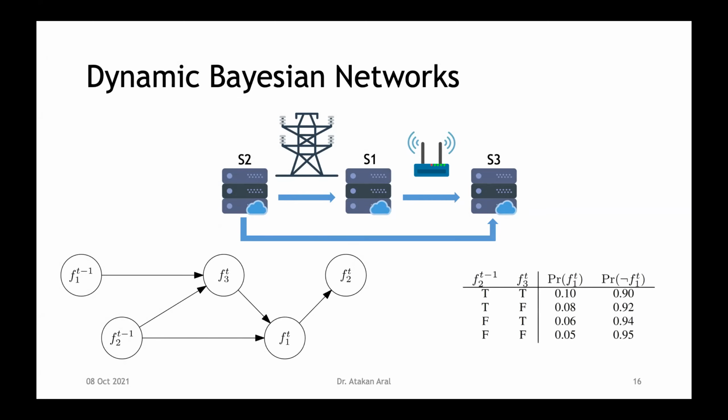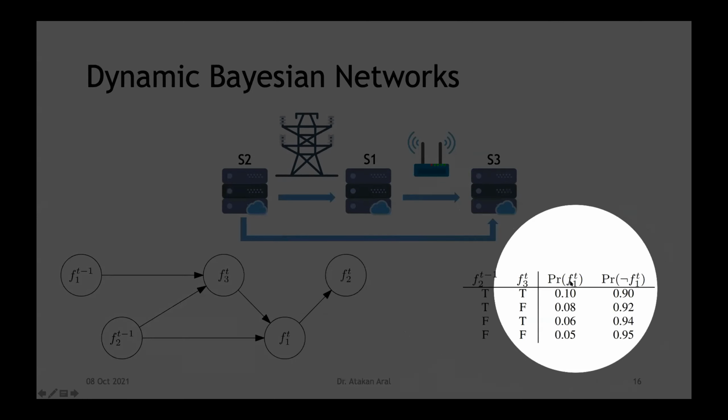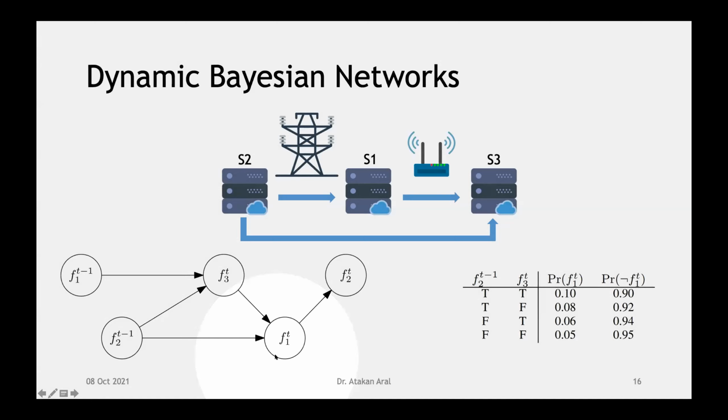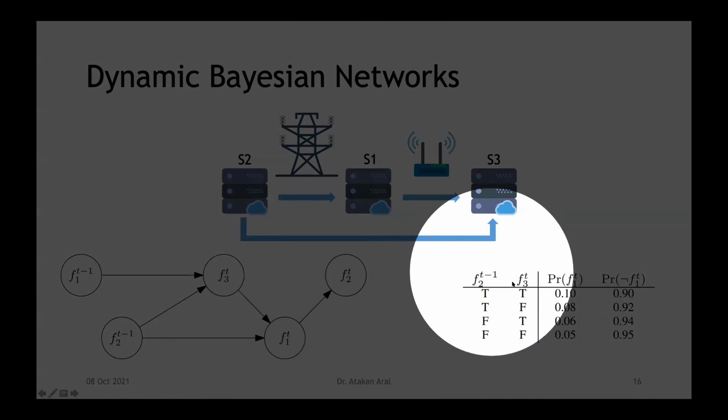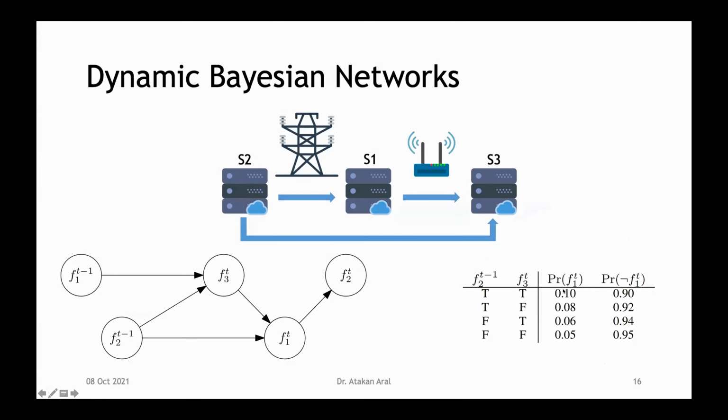Then, to complement this graph, we also have conditional probability tables for each node of the graph. In this example, we provide the conditional probability table for F1t, which is here, and it has 2 parents, F3t and F2t minus 1. So for every combination of the values these 2 parents can take, we compute the probability that F1t fails and it is available. Actually, since we are working with binary variables, it's enough to compute one of the rows. The other one is just 1 minus the first one. But in a more general case, you have several rows if your variable can take more than 2 values.